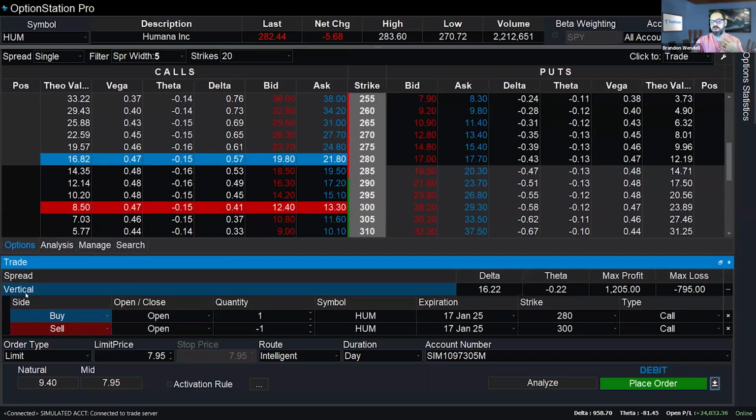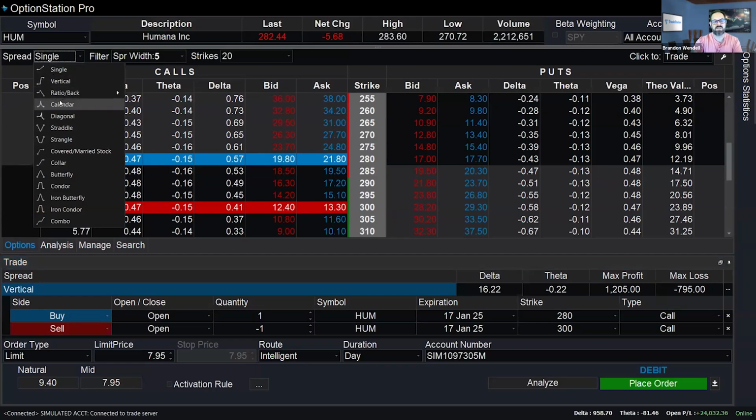If it's some kind of weird spread that you're putting together, it might just say custom. Otherwise, if it recognizes it, it'll put it as calendar, ratio, vertical, whatever it may be. And you can see there's a lot of different spreads out there. And they're all going to be getting covered in the Options Education Center, which is pretty cool.